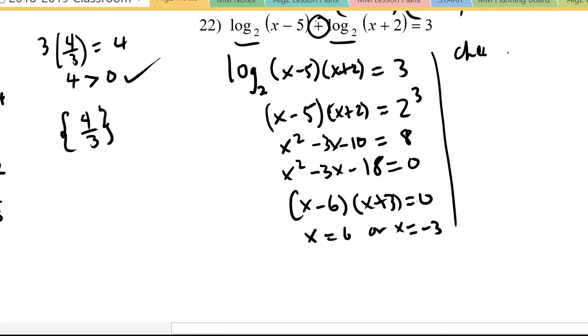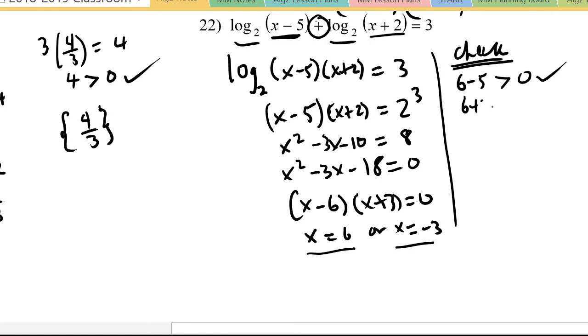Let's just finish this so that you have some example that works. We check the argument. We check the input. So let's check with 6 first and then check later with negative 3. If I do 6 minus 5, that's greater than 0 because it's positive, it works. If I do 6 plus 2, that's greater than 0 because it's 8. That works. So 6 works.